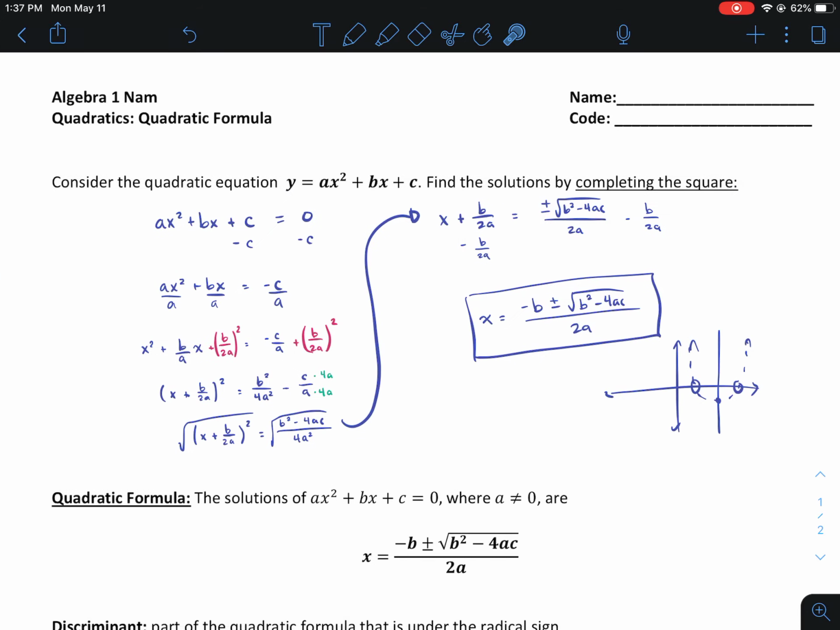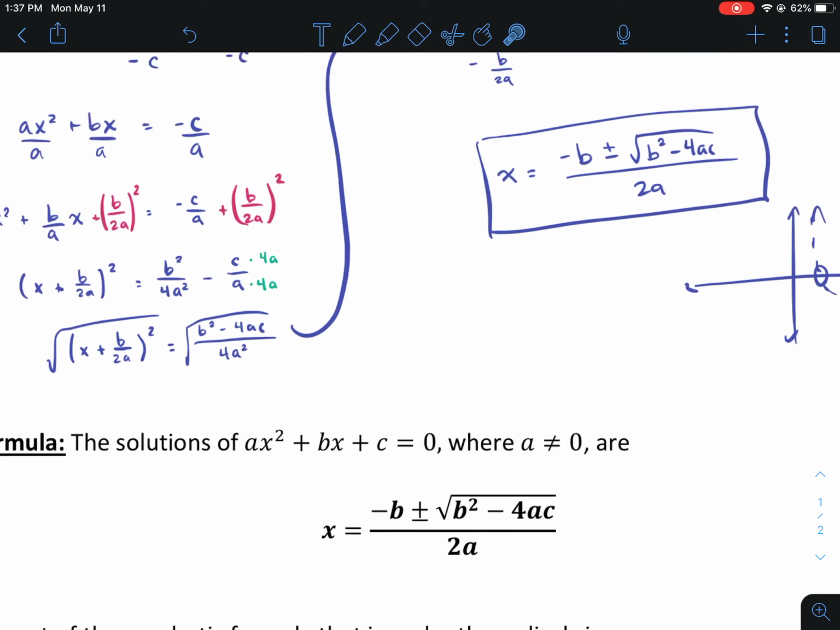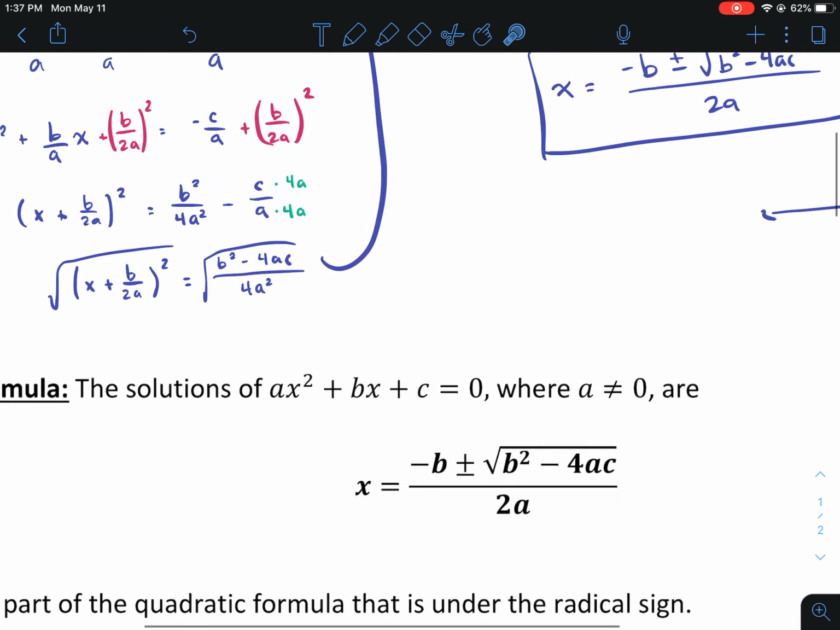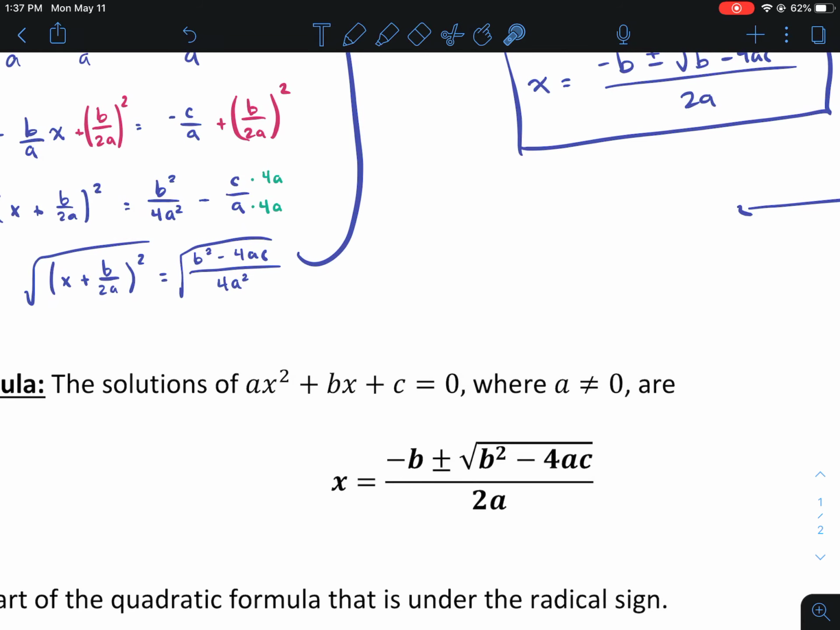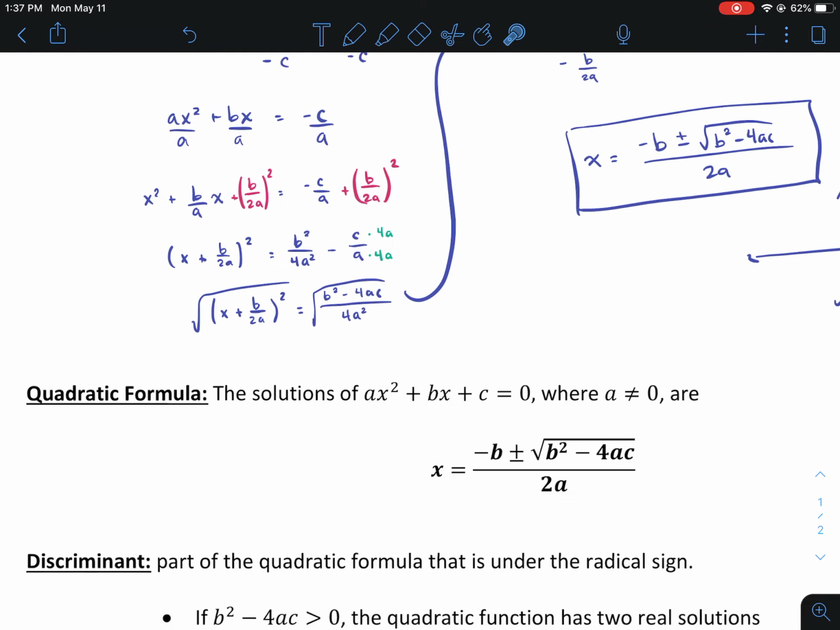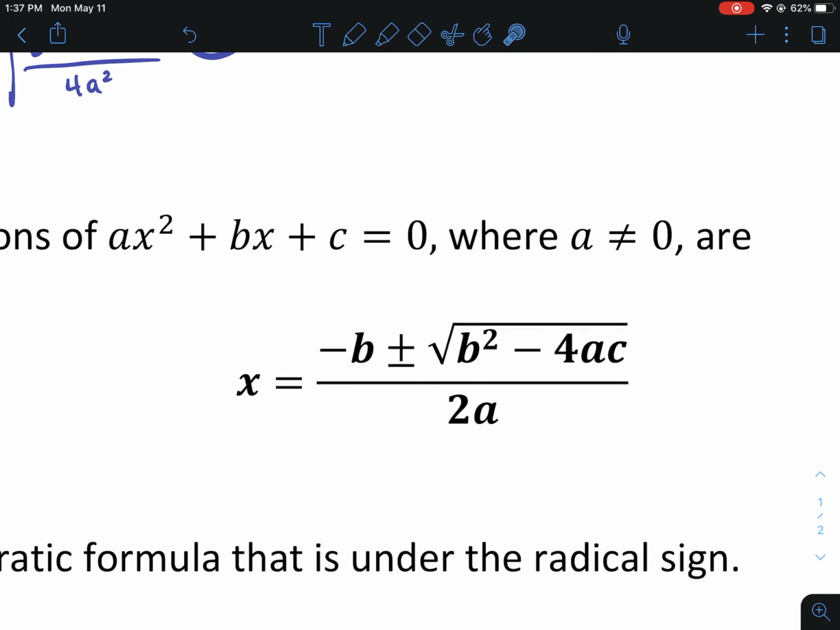So that's the quadratic formula. The solutions of ax squared plus bx plus c equals 0, where a doesn't equal 0, are x equals negative b plus or minus the square root of b squared minus 4ac, over 2a. Cool? Now, in this formula, we have something called the discriminant.